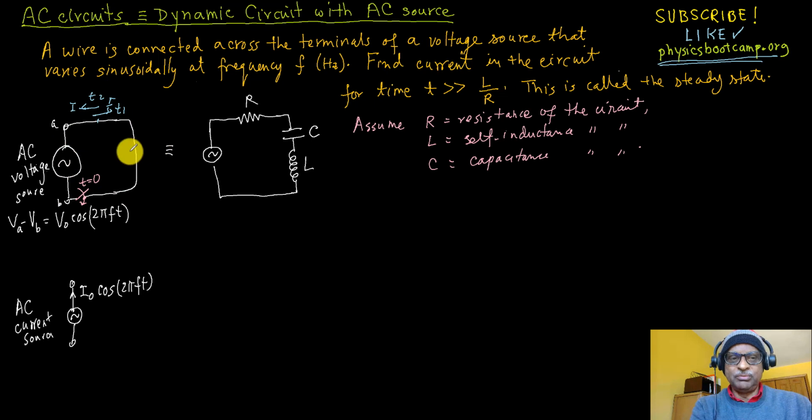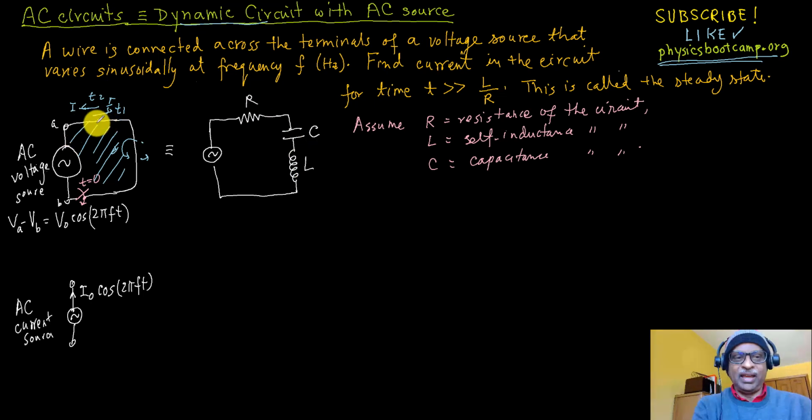So if you look at the magnetic field through this area, the magnetic flux will be changing. Hence, it is a dynamic circuit. So even if you just have a plain wire, you'll have a self-inductance, a resistance, and a capacitance in the circuit.